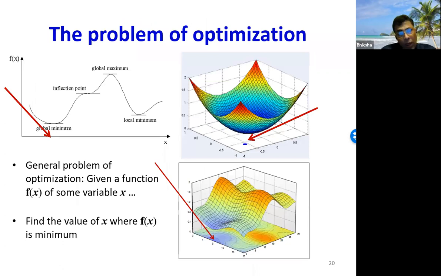Okay, so let's move on. Let's return to the general problem of optimization. We are given a function f of x, and we want to minimize it with respect to some variable x. x could be a scalar, like in this case. It could be a vector, like in this case. Our problem in optimization is to find the value of x where the function is minimum.